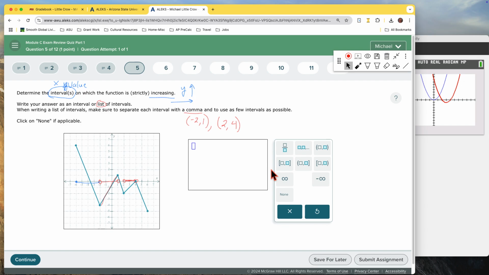And let's see, what do we want? We want parentheses on both sides. -2, 1. We want to put in our comma, and we want this thing again, and we want to put in 2, 4. Oops, be careful. Don't need that. The comma's already there, so just put in the 4 here. Okay, so watch your formatting as well. That is our answer for number 5.